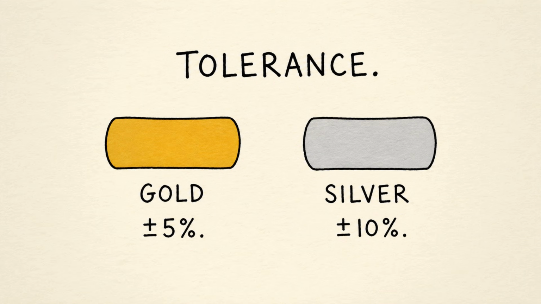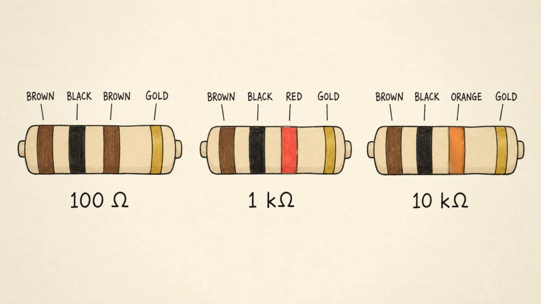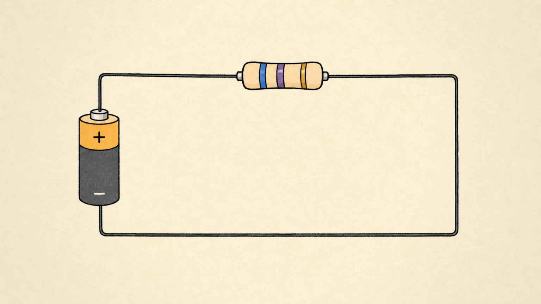For example, a resistor may be 100 ohms, 1 kilo ohm, or 10 kilo ohms. In circuit diagrams, resistors are shown with a resistor symbol and labeled with their value. For amateur radio, resistors are found almost everywhere: in audio circuits, RF circuits, biasing networks, filters, meters, and test loads.